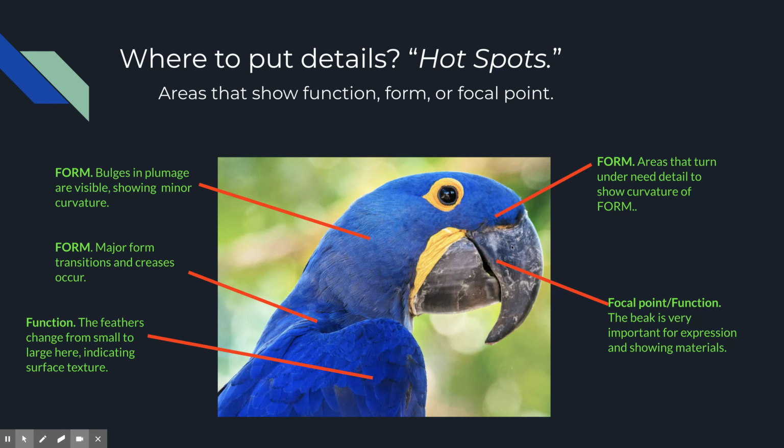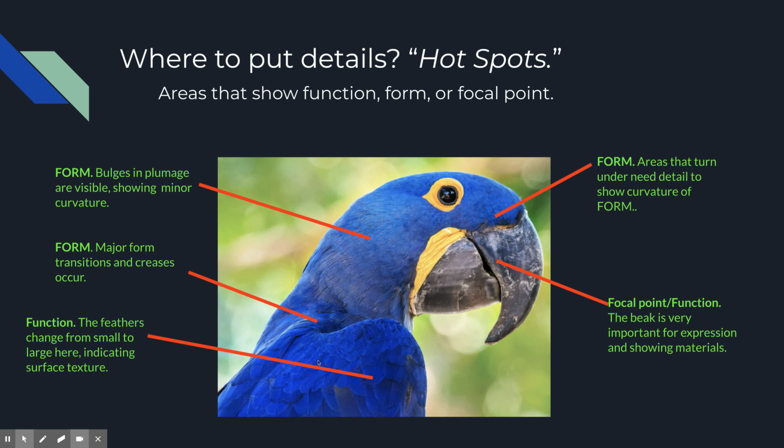Also, focal point. The beak is a major selling point for this animal. So I would definitely spend a lot of time putting a lot of information in that region. Changes of form. So when it goes from the head and transitions into these complex shoulder and wing areas, I would definitely focus on that. And then function as well. So I would draw a few of the feathers, mainly in the area where there's the most compressed info.